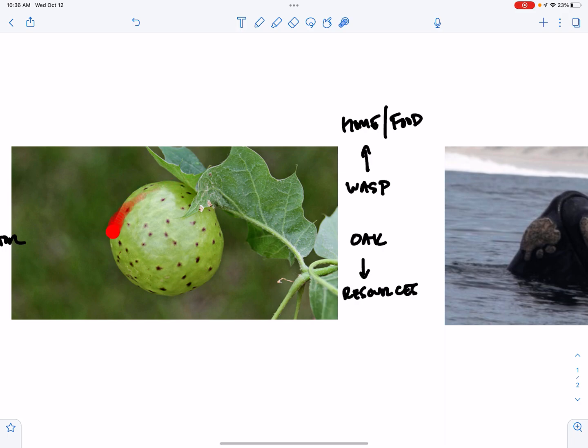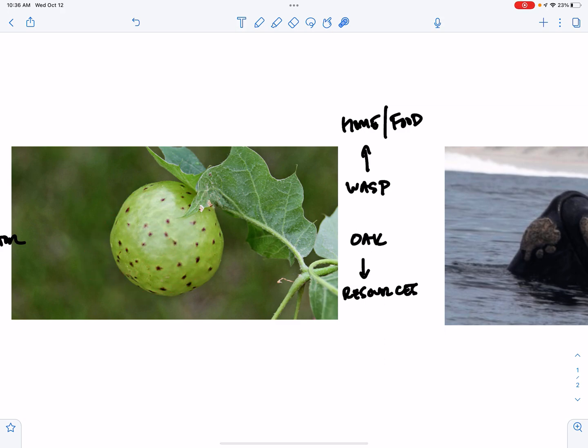These structures, I think, are actually quite beautiful. Galls form not just on oak trees, but on other plants. Another really common form of gall is a goldenrod gall. So if you go out into a large field right around now, you'll see them. They're pretty cool if you open them up.